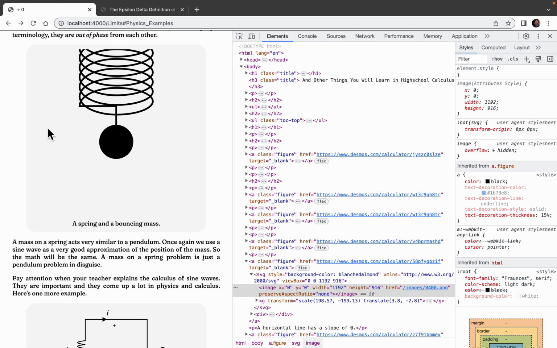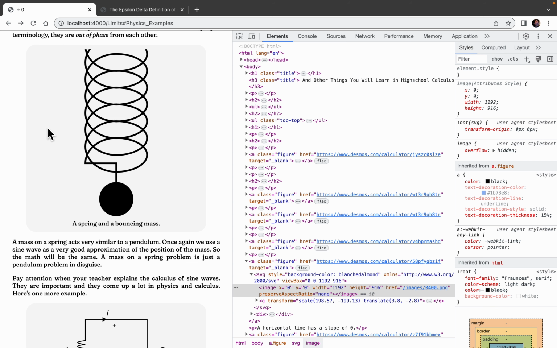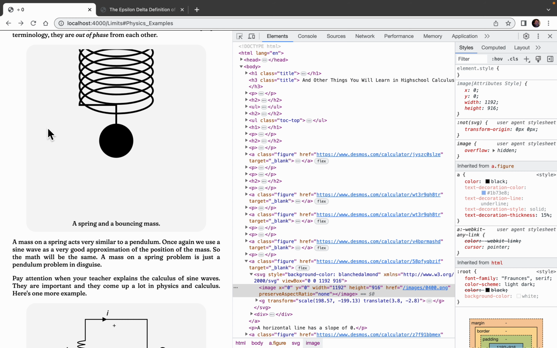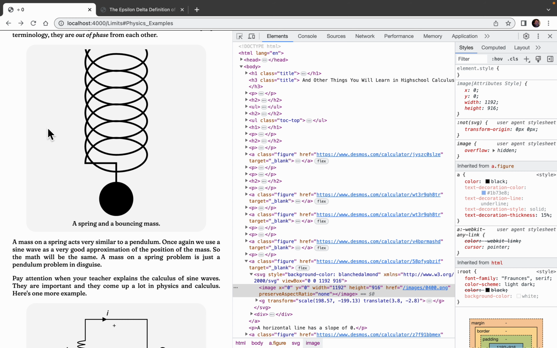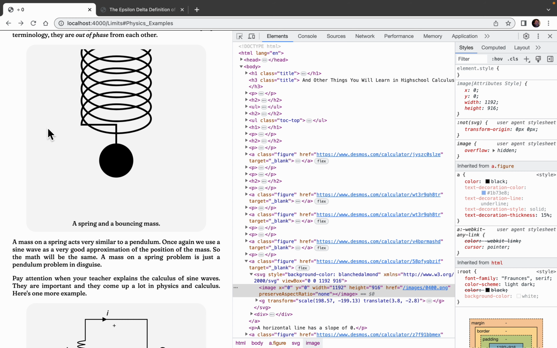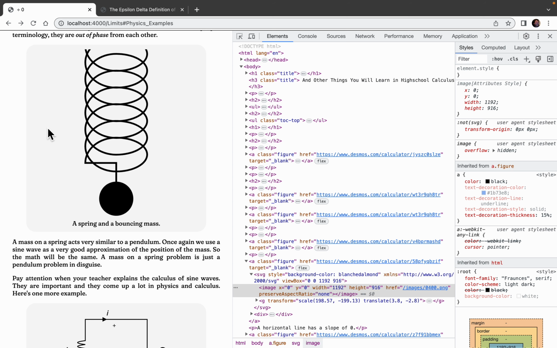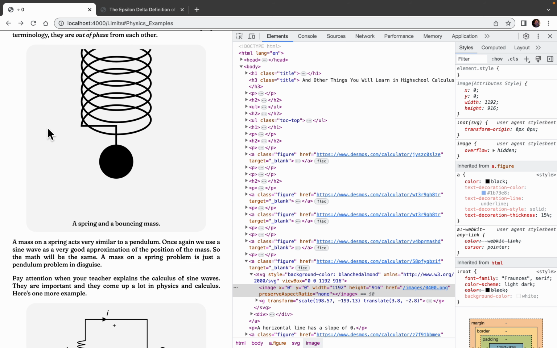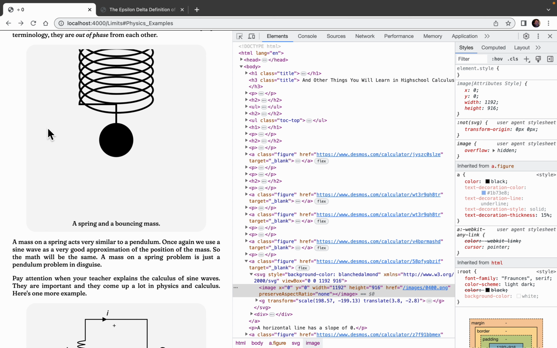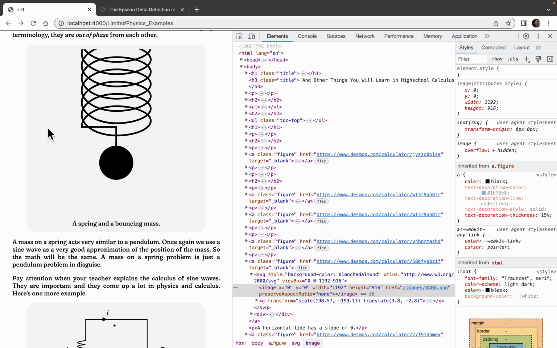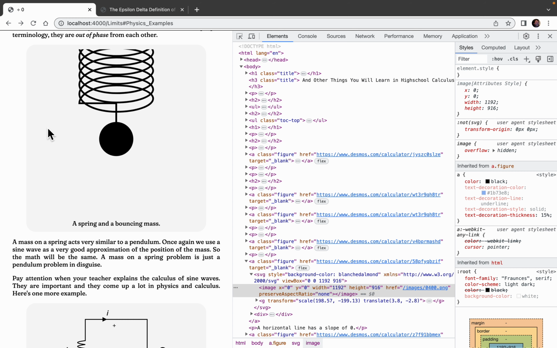A mass on a spring acts very similar to a pendulum. Once again, we use a sine wave as a good approximation of the position of the mass. So the math will be the same. A mass on a spring problem is just a pendulum problem in disguise. Pay attention when your teacher explains the calculus of sine waves. They are important and they come up a lot in physics and calculus.